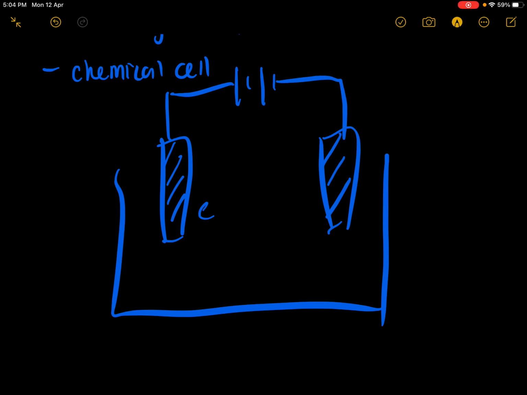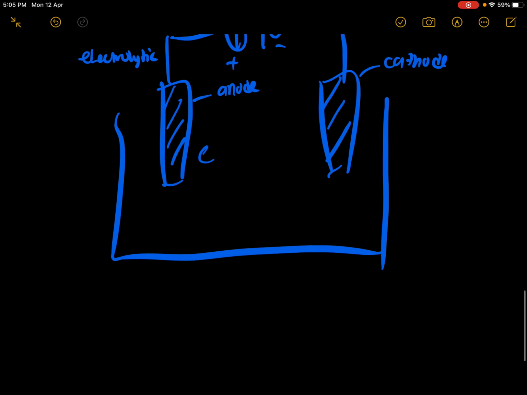So you see the longer part represents positive. The thing about an electrolytic cell is that the positive terminal is connected to the anode. So this has to be your anode. The negative terminal is going to be your cathode. So take that in mind.